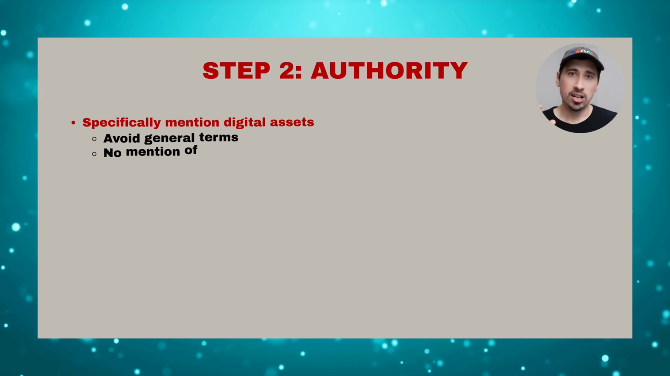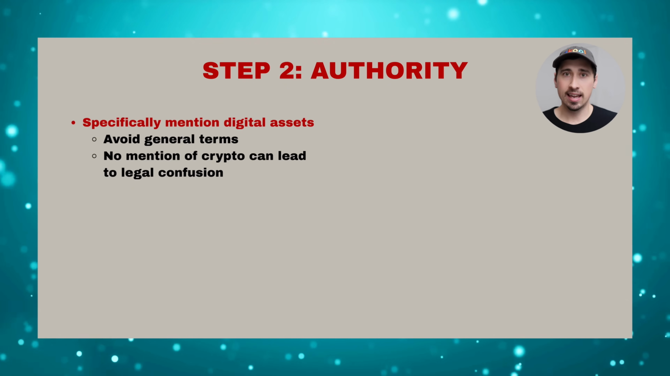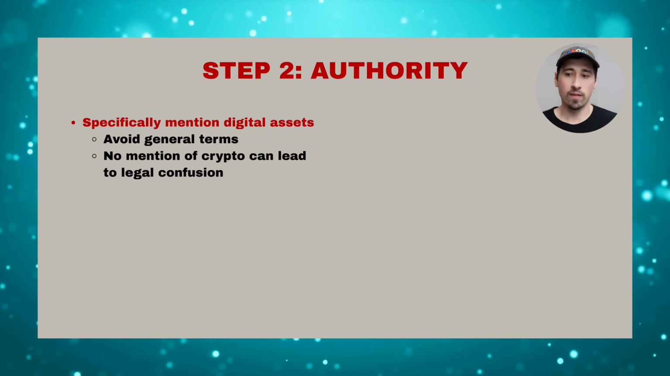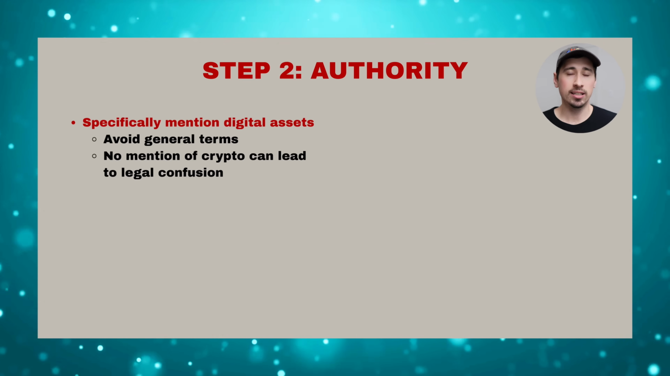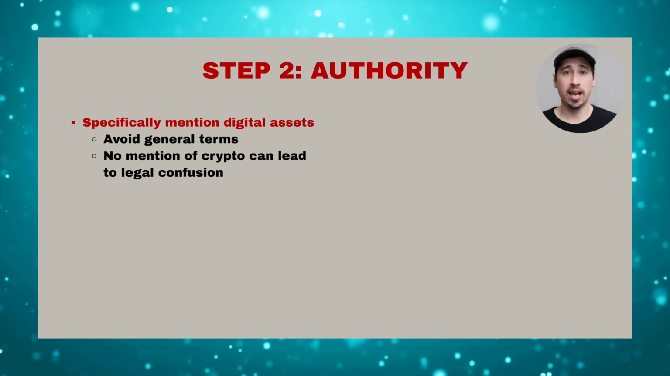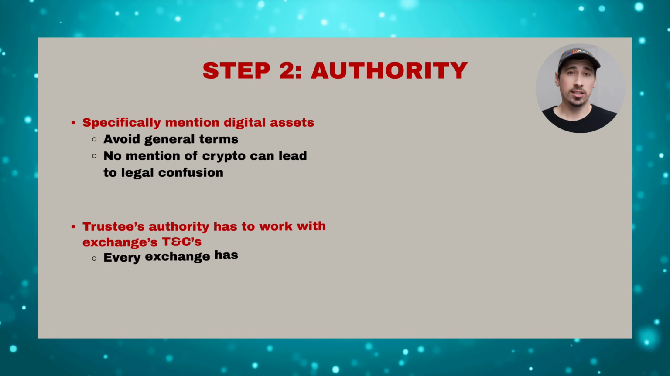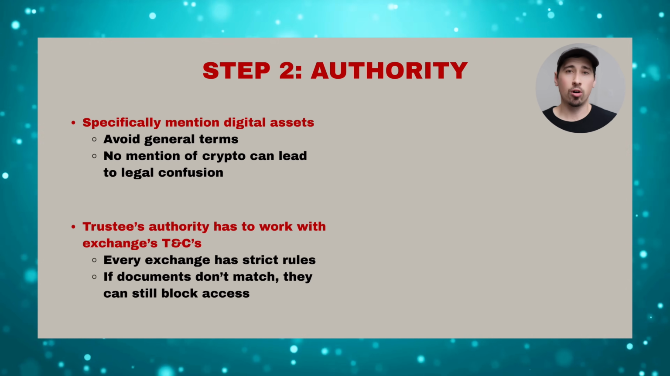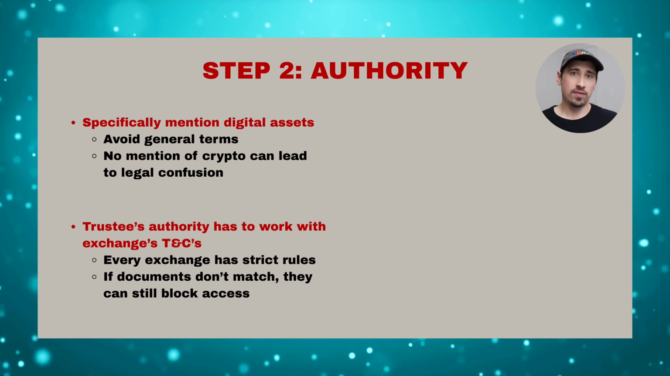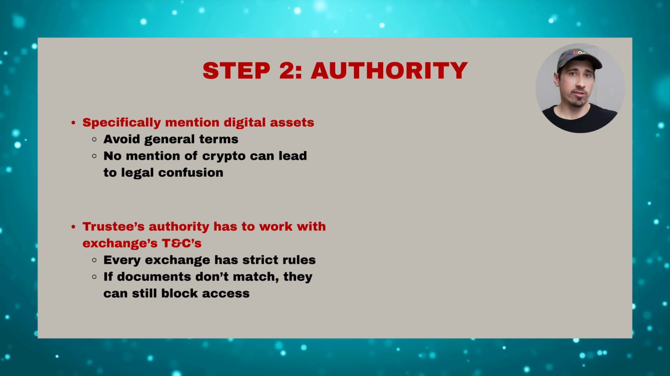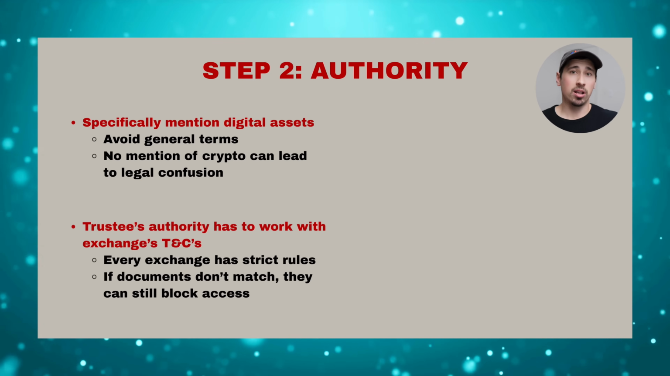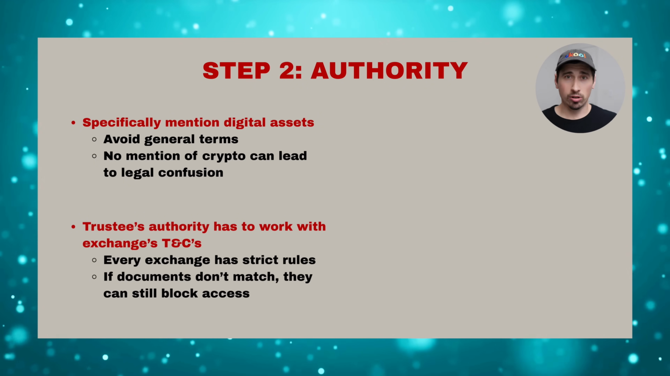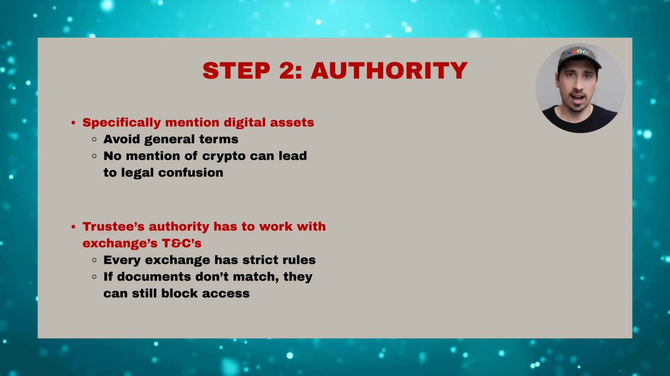But just naming someone and the general assets that they have control over is not enough. You need to define the exact crypto assets that your trustee has access to. If you don't specifically define crypto in the trust, that can lead to legal confusion and it can make the crypto inaccessible. Also, your trustee's authority has to match whatever crypto exchange you use. Every crypto exchange has its own strict terms and conditions, and if the documentation doesn't match what they require, then your trustee could still be blocked from accessing your account, making it extremely difficult or maybe even impossible to ever access the crypto in it.